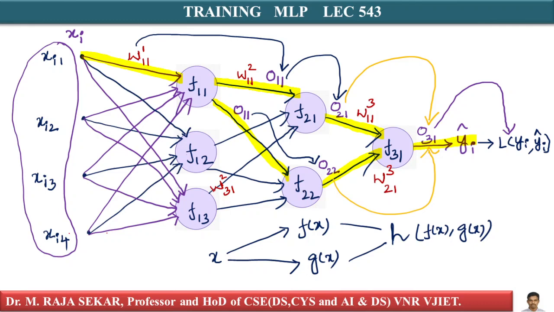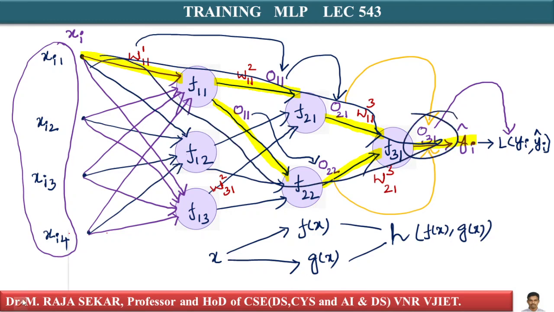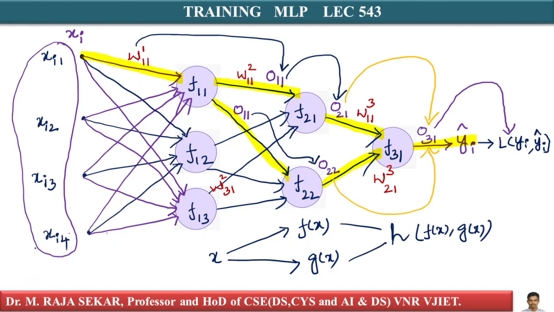X is an input to f of x and generates an output. X is an input to g of x and generates some output. These outputs go into h. This is exactly the same situation, where we have two paths from x to h. If you notice here, there are two paths to your O31. This is exactly the same: one path through f of x and another path through g of x.